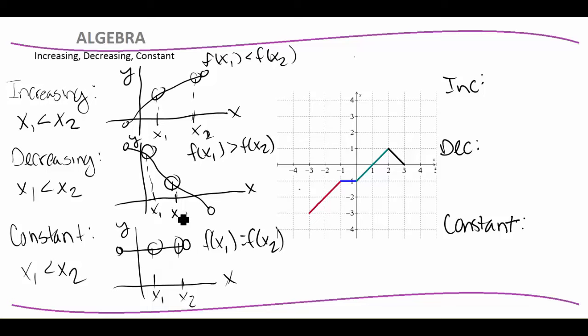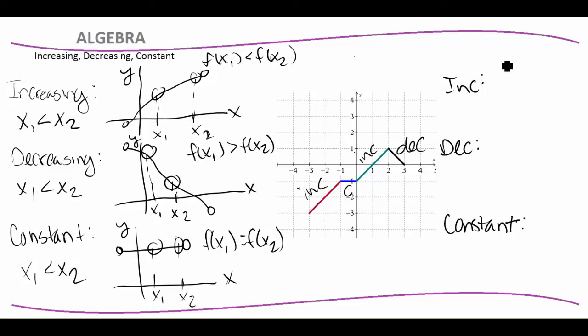So let's look at this example on the right. We have a graph, and we want to talk about increasing, decreasing, and constant for this graph. So let's just work with the graph from left to right and see what we can see. Starting with this red line right here, this looks like it's increasing. And this blue line, it looks constant. This green line, it looks like it's increasing. And this black line, it looks like it's decreasing.